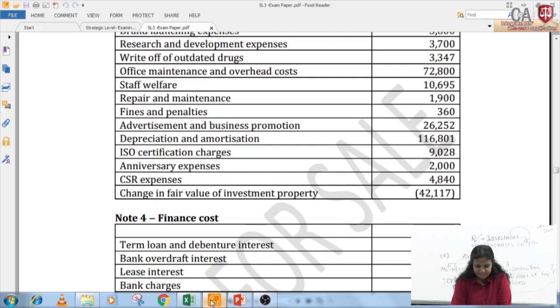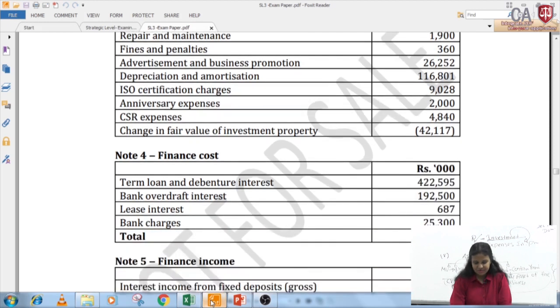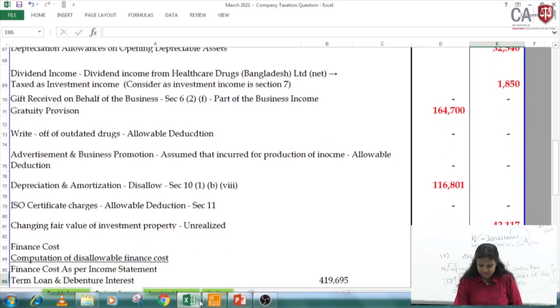Then next one, finance cost. From this loans and debenture interest we have removed 2,000 or something, under that the bank loan interest on the investment. Other than that, the bank charges incurred for the production of income, lease, overdraft and the long term loan and debenture interest, we have to check the restriction under finance cost. Under section 12 all of these are eligible, but we need to look at the restriction on finance cost.